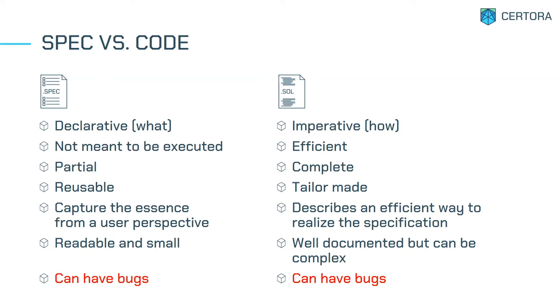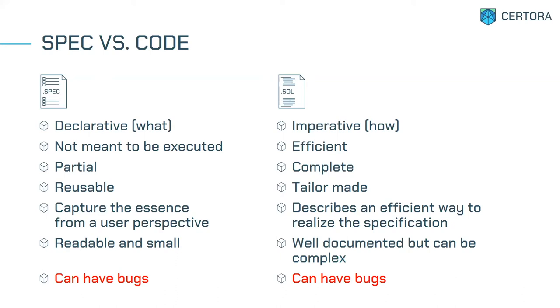The spec is reusable between two different versions, but also between different DeFi protocols. For example, you have Aave, you have Compound. They're implementing different things, but they still satisfy similar rules. Also, the spec captures the essence of the code, as opposed to the code, which describes everything. And maybe the biggest value of a spec is that it's elegant and small. And of course, both of these can have bugs. You can have bugs in the spec and you can have bugs in the code.